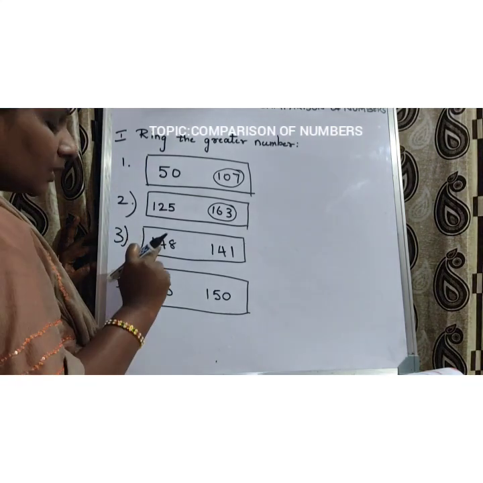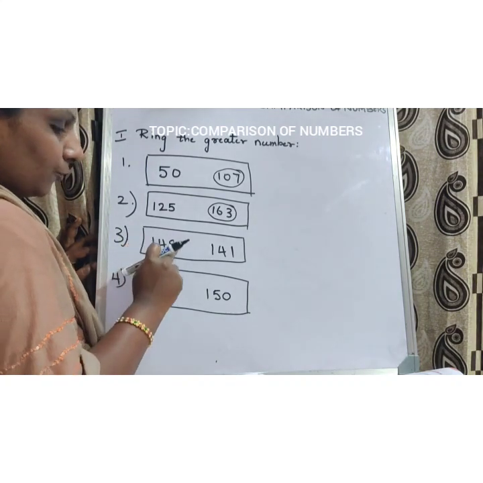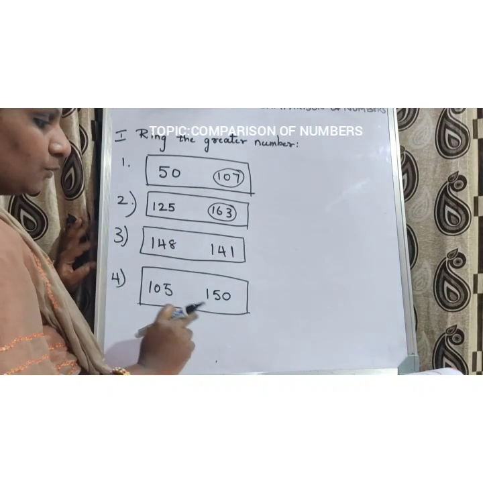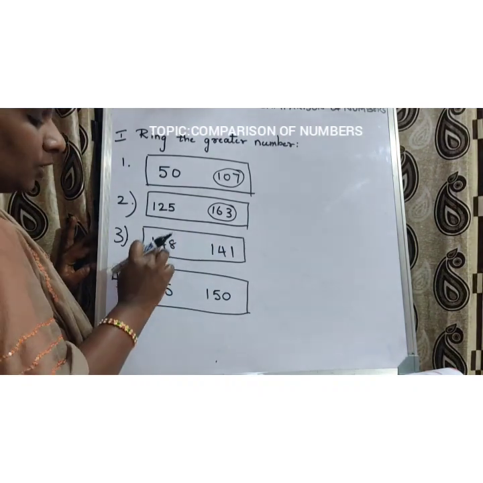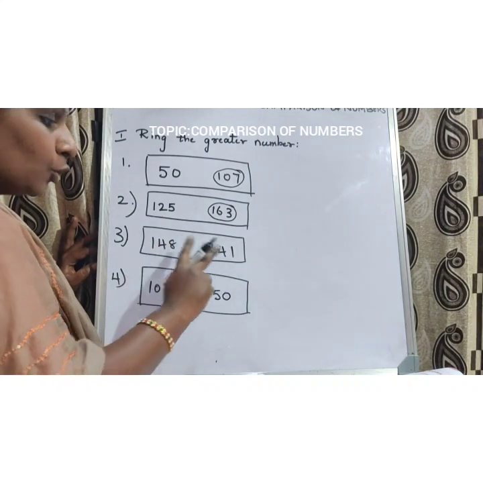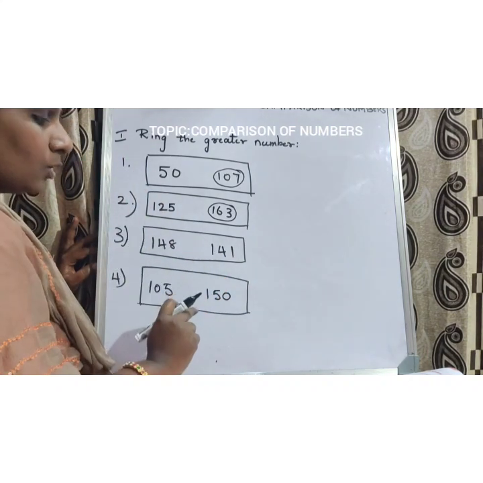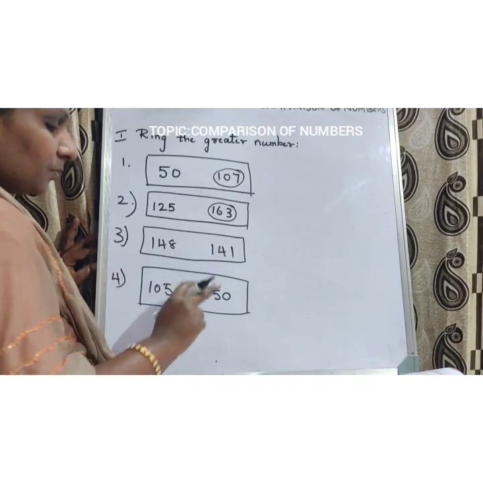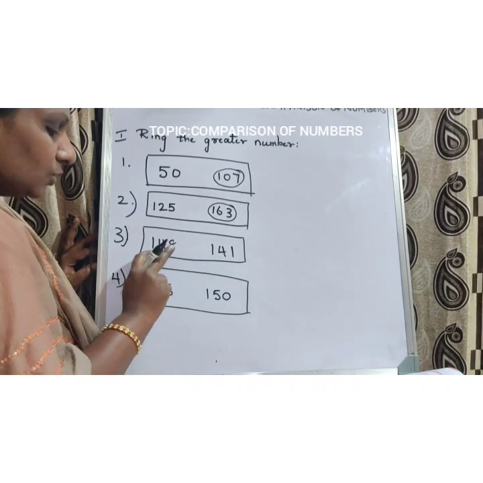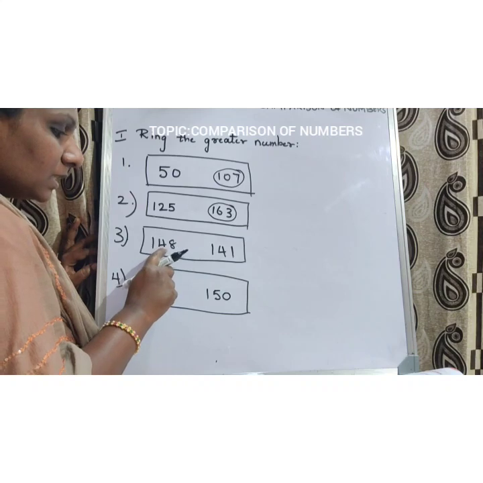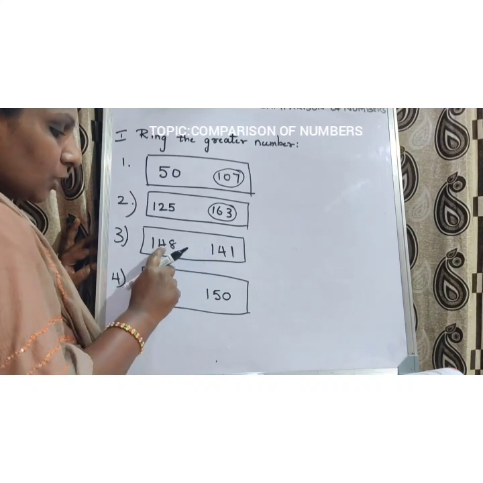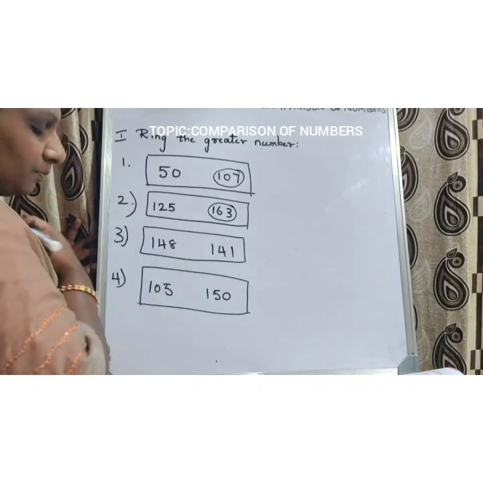Third one, the number given is 148 and 141. Same way here also in these numbers both the numbers are 3 digit numbers, right? So the first digits are also the same. Okay. So the next digit, what do you have to compare? The second digit, that is in the tens place. 4 and 4, both are the same.